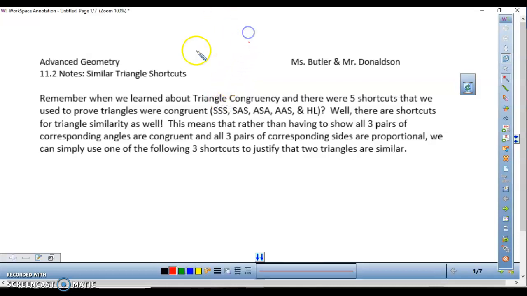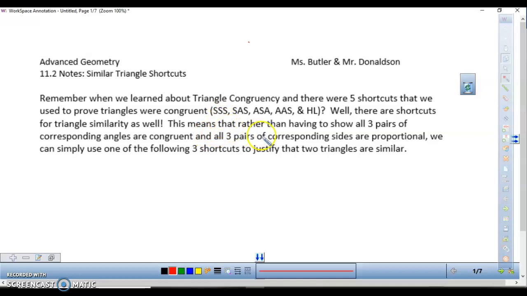Pretty exciting. So today we're going to talk about similar triangle shortcuts. All right, let's check it out. Remember, when we learned about triangle congruency, there were 5 shortcuts that we used to prove that triangles were congruent. There were side-side-side, side-angle-side, angle-side-angle, angle-angle-side, and HL. Well, there are shortcuts for triangle similarity as well.